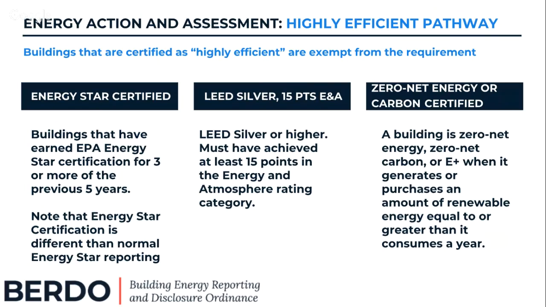Secondly is LEED. The U.S. Green Building Council has a green building certification system called LEED. There are 4 main categories of LEED: certified, silver, gold, or platinum. If you were certified as silver or higher, and have also achieved 15 points in the energy and atmosphere category, that is a compliance pathway.